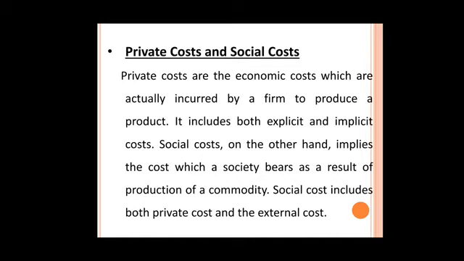The social costs are the sum of private costs and the net of negative externalities or positive externalities. If social welfare is to be maximized, it is the social cost and not the private cost alone that has to be minimized. Thus, simply, social cost implies the cost which a society bears as a result of production of a commodity. Social cost includes both private cost and external costs.